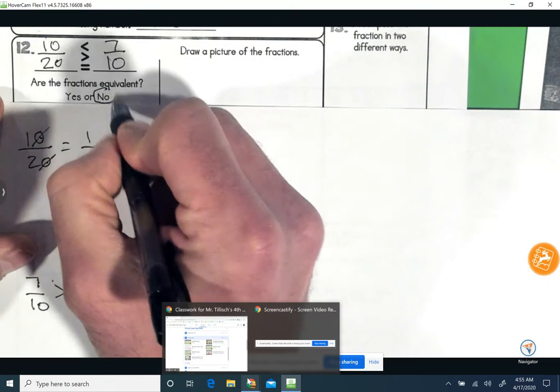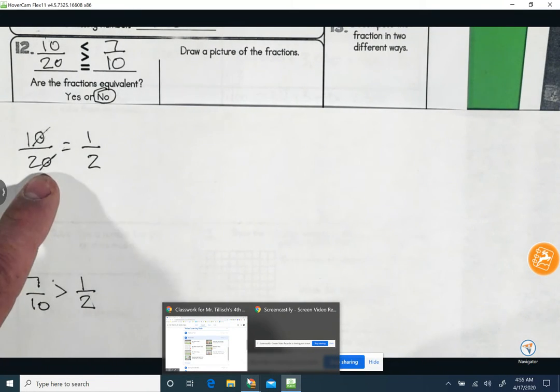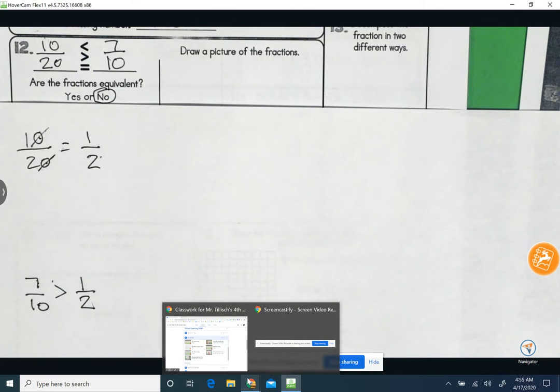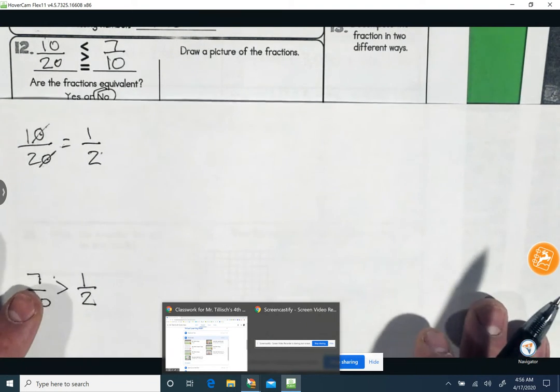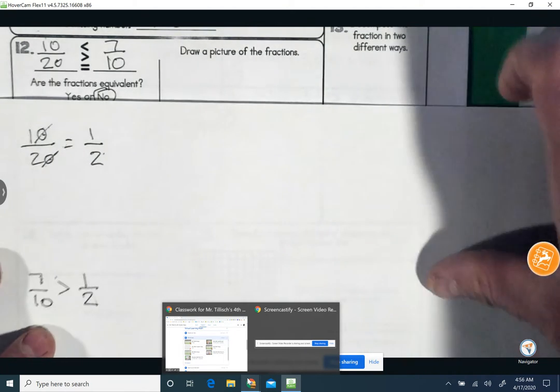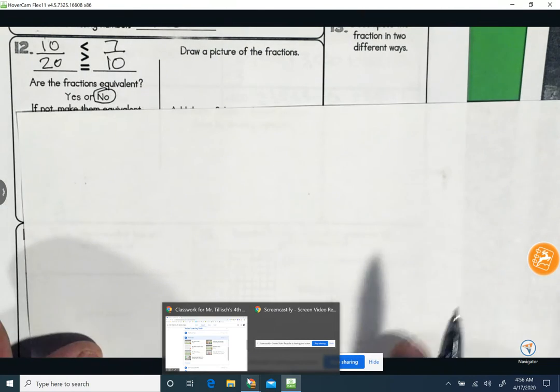No, they are not equivalent because 7/10ths is greater than 1/2 and 10/20ths we noticed was equal to 1/2, right? So that is the first way to go ahead and determine if fractions are equivalent. Another way to find out if fractions are equivalent is to put both of the fractions into simplest form.